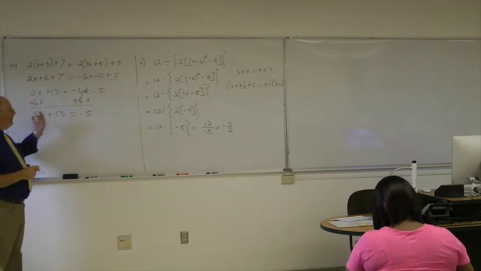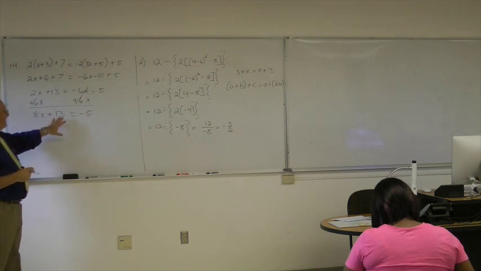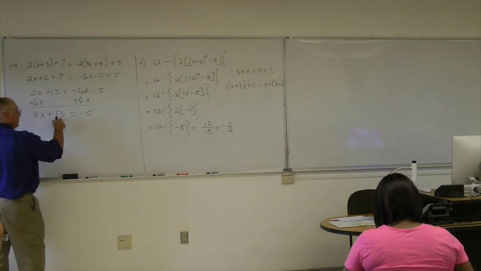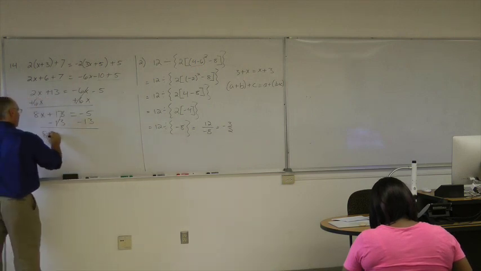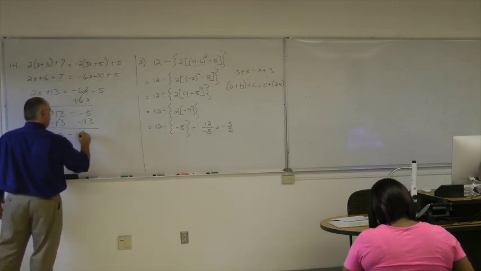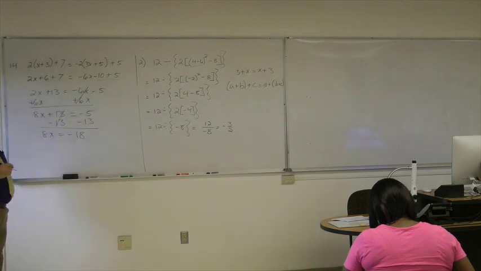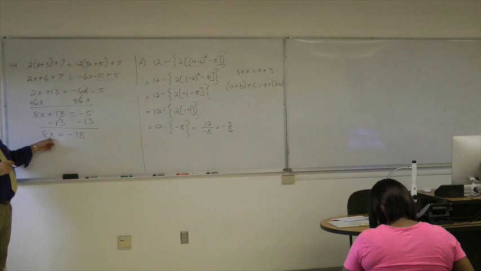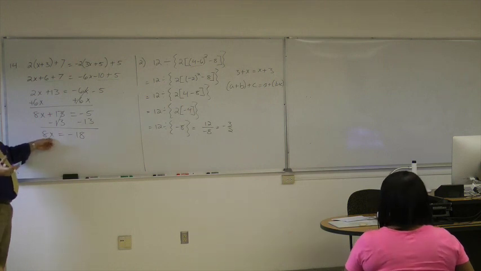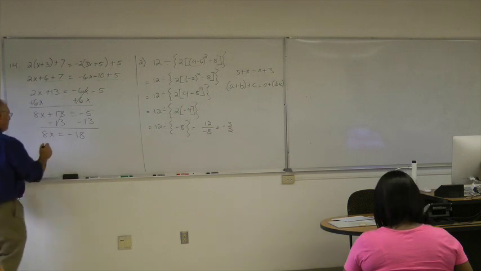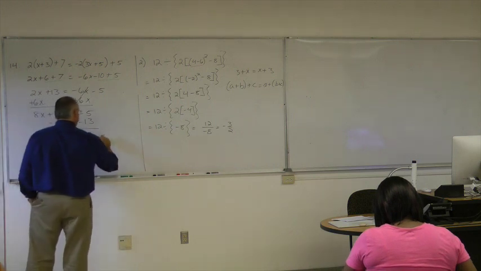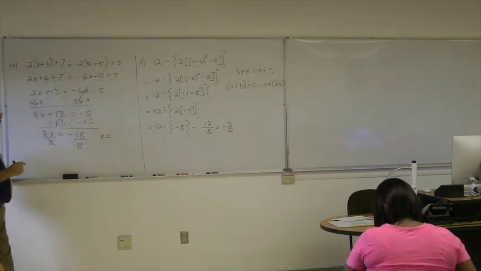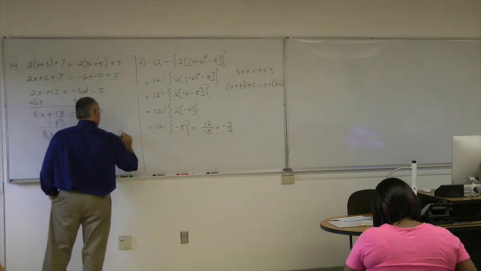And since we brought the variables to the left, that means we want to get the numbers where? To the right, on the other side. So we get rid of a positive 13 by subtracting 13. So that gives us 8x is negative 18. Now here, what's being done to x? It's being multiplied. So how do we undo multiplication? Division. So we divide both sides by 8. These cancel. And when we simplify, we can divide out a common factor of 2 there. And we get negative 9/4.